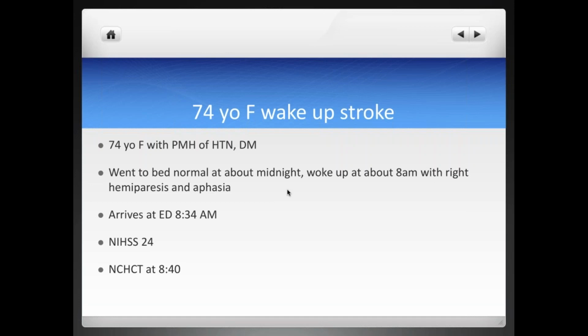In this case, her family knew that she went to bed normal, except that when she woke up at about 8 a.m., she had right hemiparesis and aphasia, meaning when did the stroke happen? We don't know. It happened sometime between midnight and 8 a.m. It could be 8 hours, as much as it could be half an hour. We don't know. So this is an unknown onset, but clearly in this case, less than 8 hours.